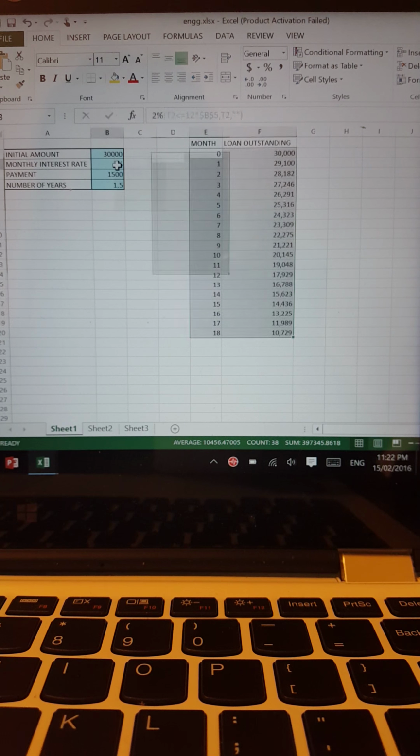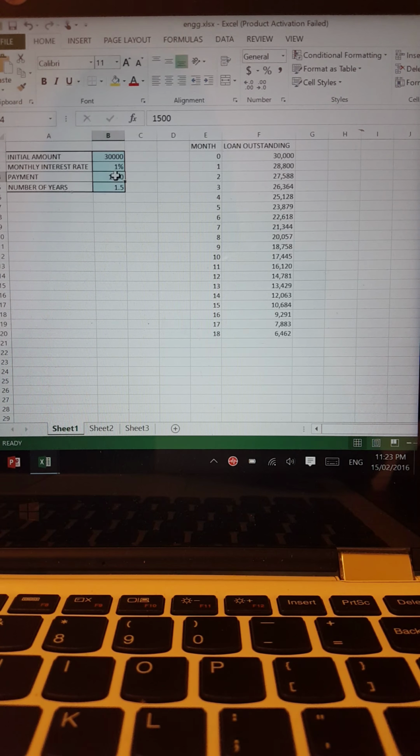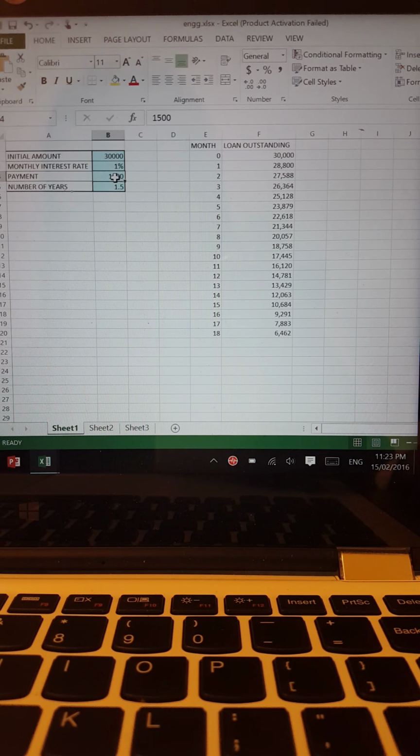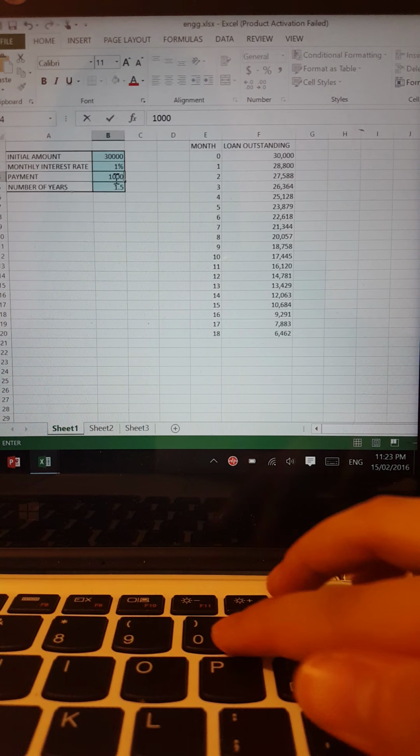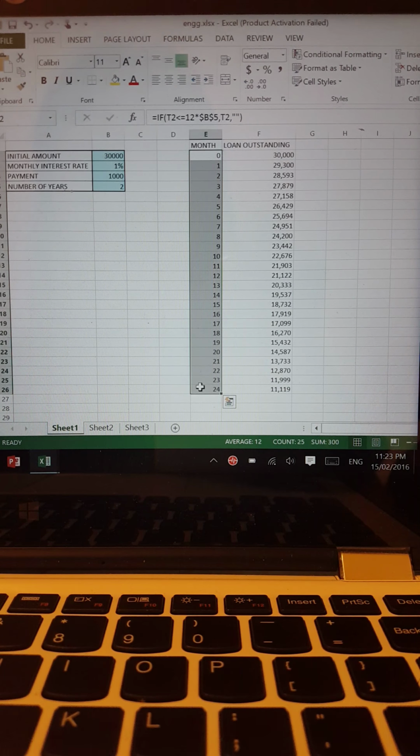Monthly interest rate is usually determined by the bank. Let's say it's 1%. And payment is what you're capable of paying. Let's assume we're capable of paying back a maximum of $1,000 a month. And we want to repay the loan in, say, 2 years. So there are 24 installments in total.